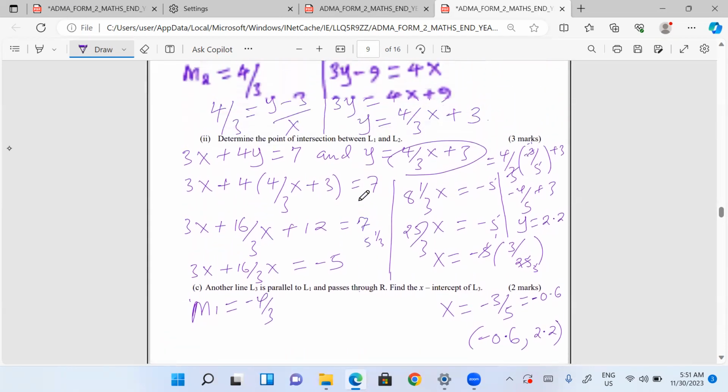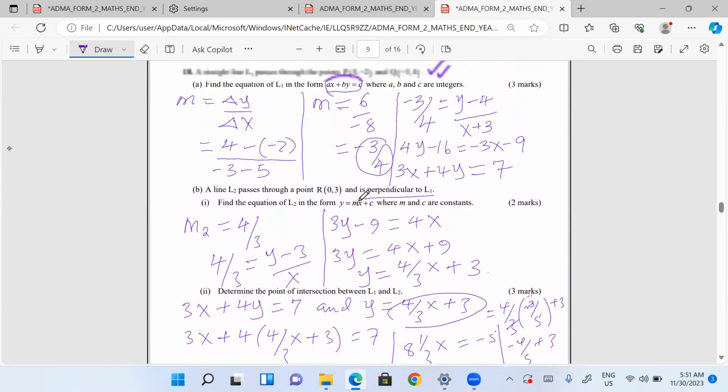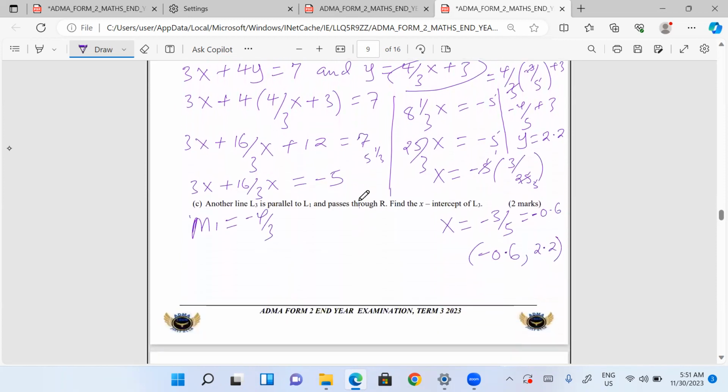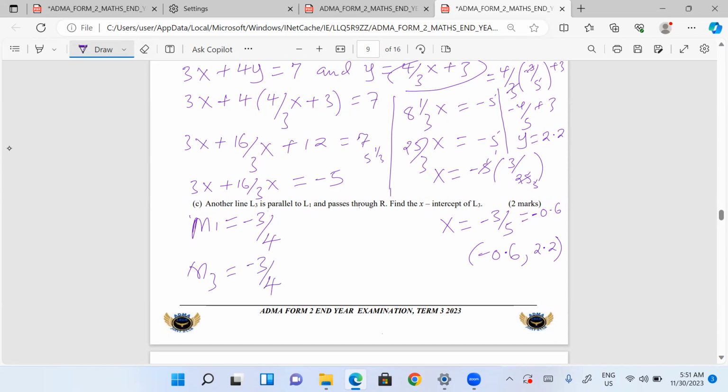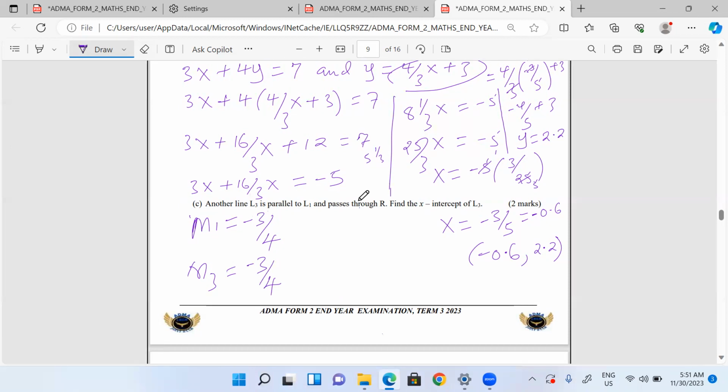Therefore, the gradient for L1, negative 3/4, sorry. It's negative 3/4. That means the gradient for the third line is also the same now that they are parallel to one another. So we can first of all find the equation.